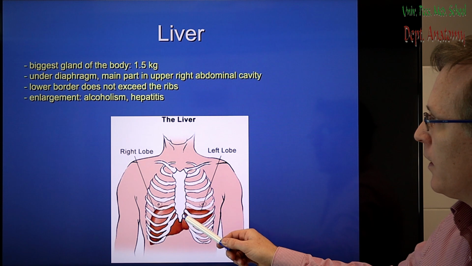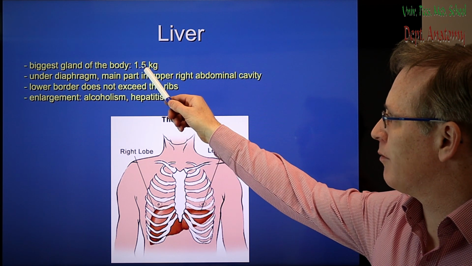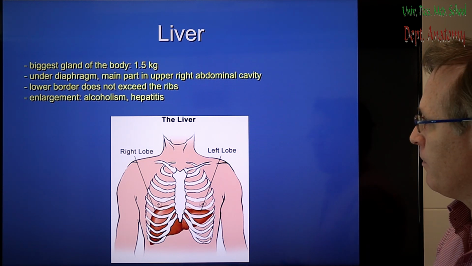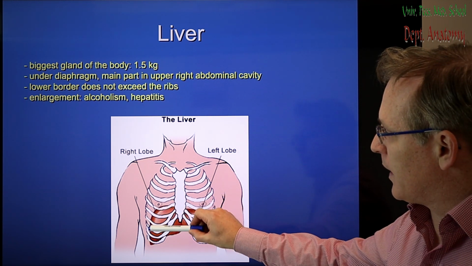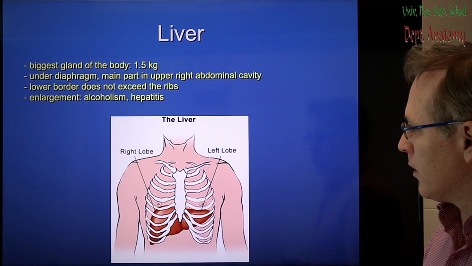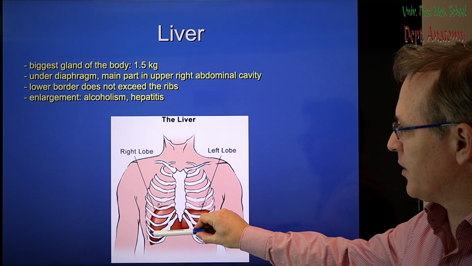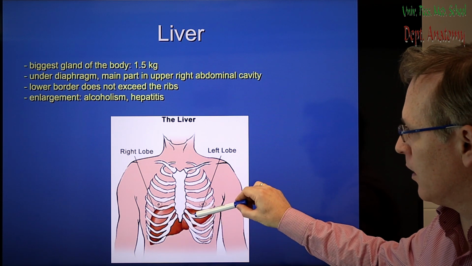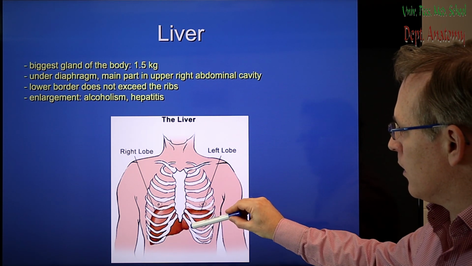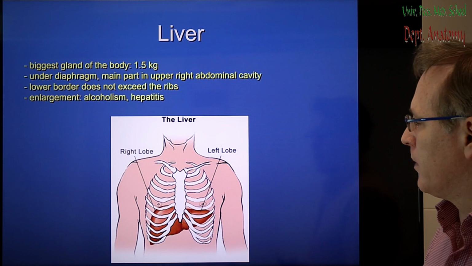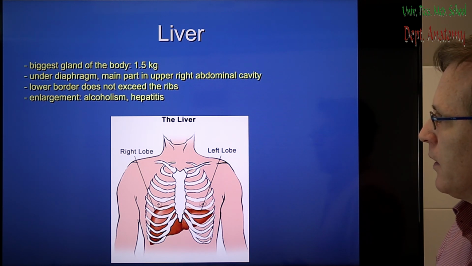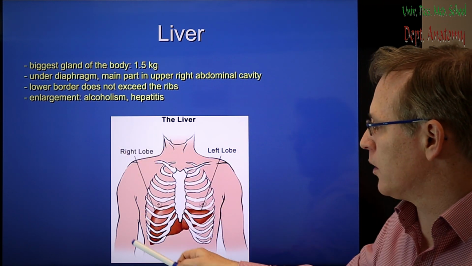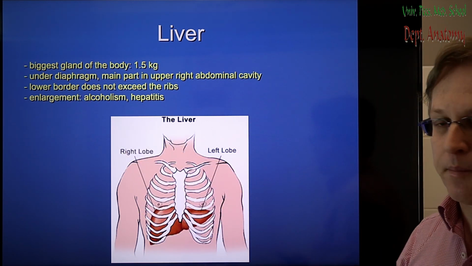The average weight of the liver is 1.5 kilogram and is located under the diaphragm. The bigger right lobe of the liver can be found in the right side of the abdominal cavity, just below the right ribs, and the lower and the little left lobe would be on the left side of the abdominal cavity. In normal physiological case, the lower border does not exceed the ribs.